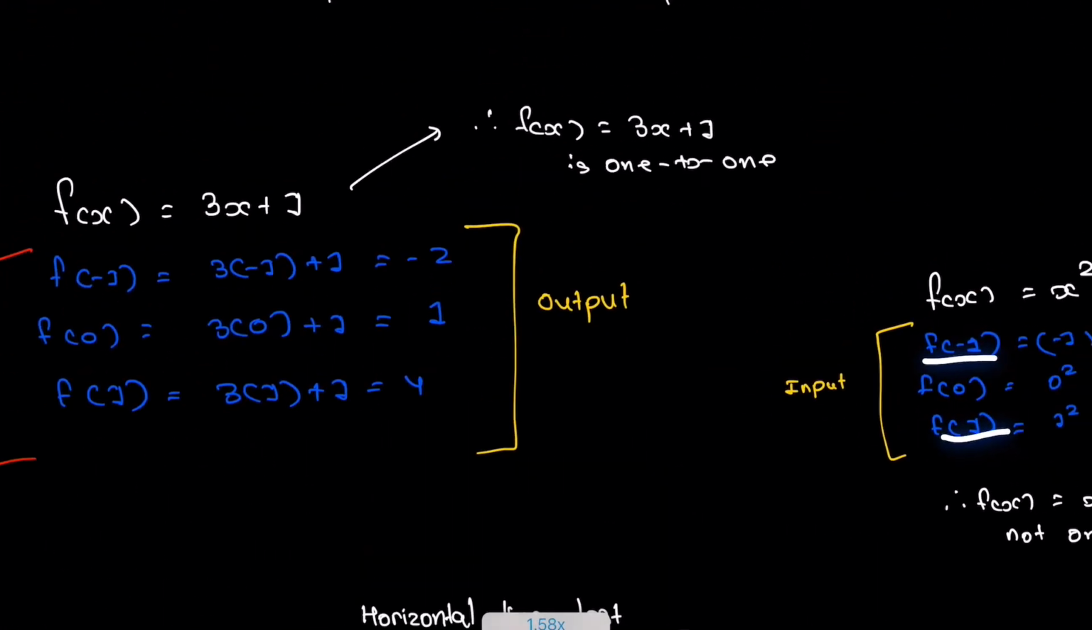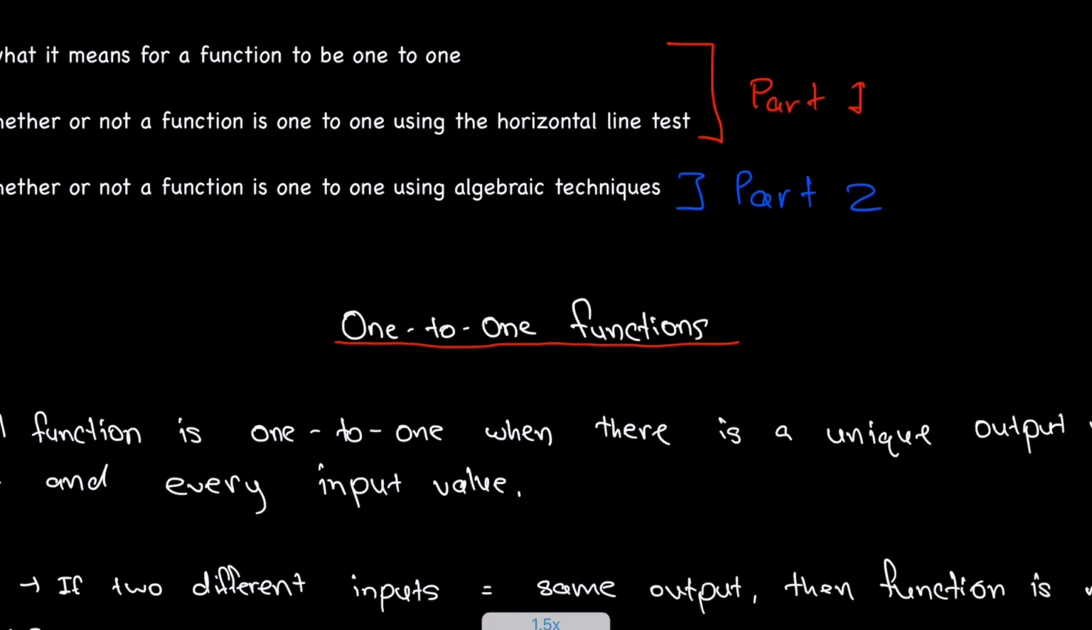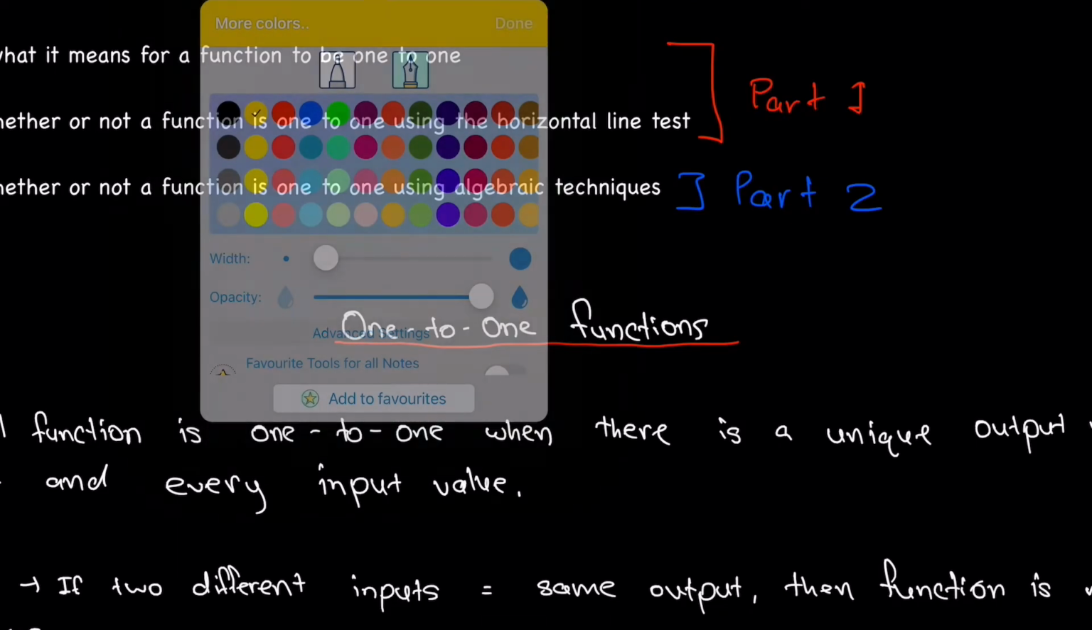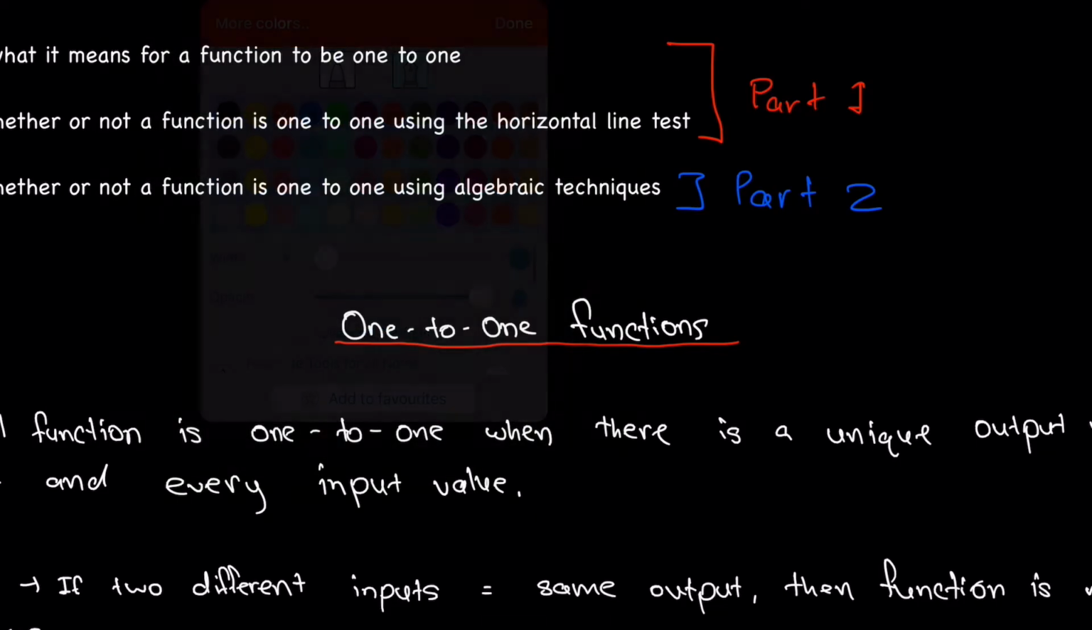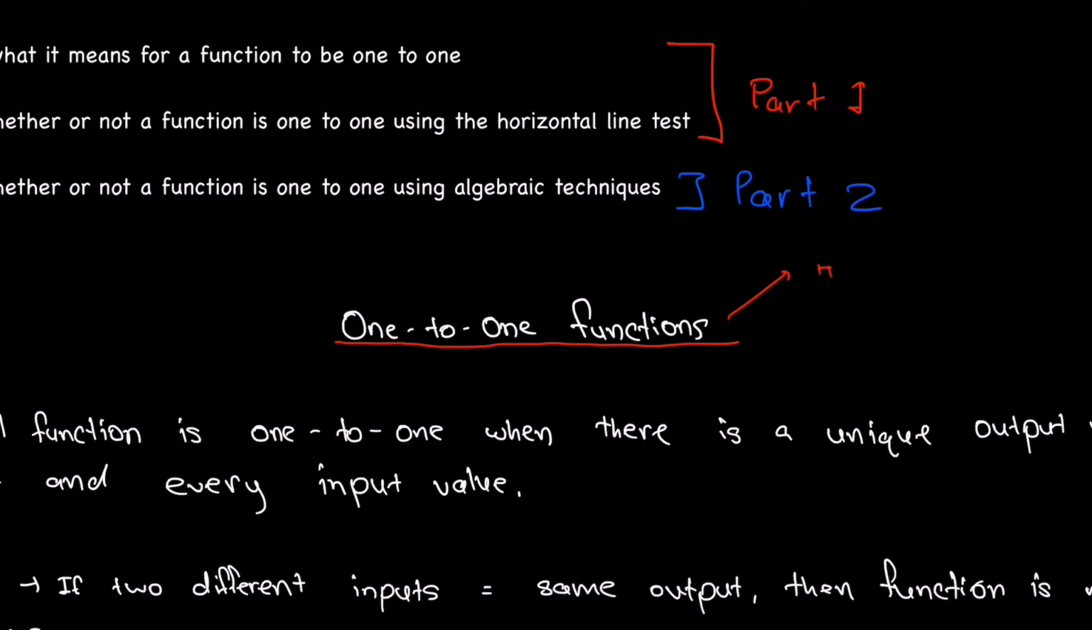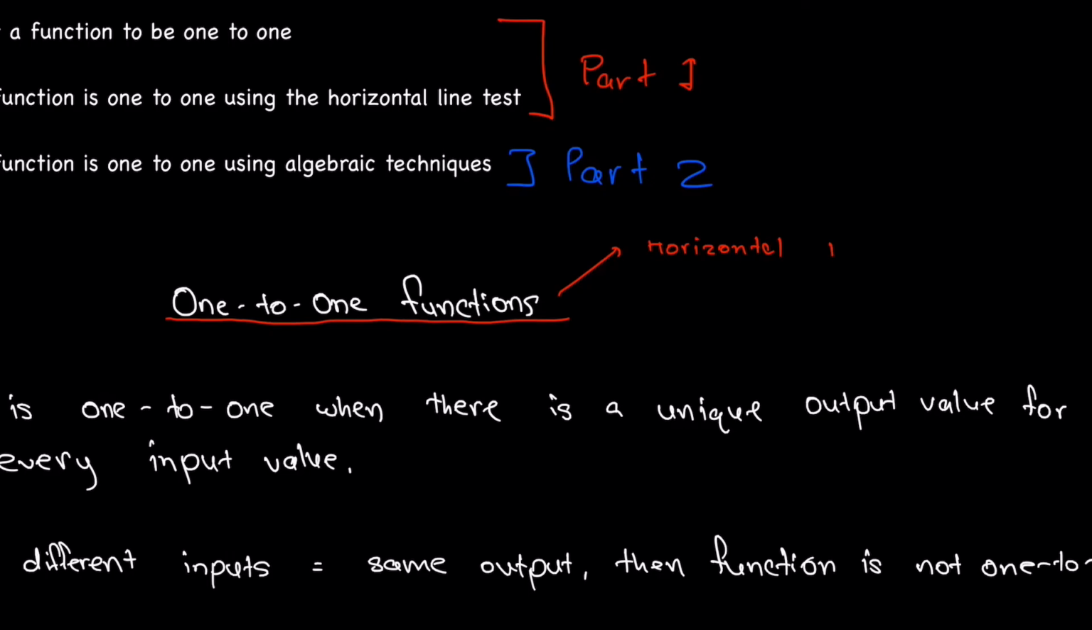Now, there are different ways of calculating whether it's one-to-one or not. So if we want to calculate if a function is one-to-one or not, there are two ways. Number one is the horizontal line test. And number two is algebraic methods.